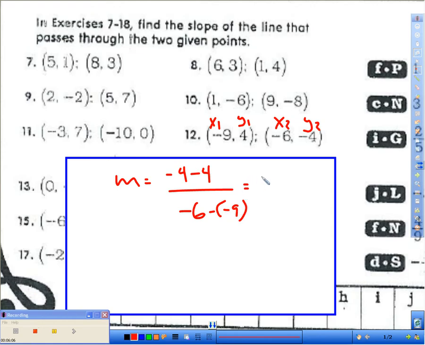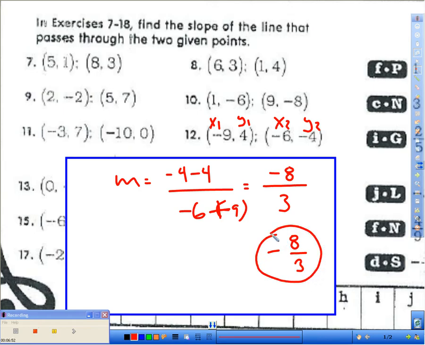Well, when we simplify the top of this fraction, we end up with negative 8. When we simplify the bottom of the fraction, negative 6 minus negative 9, that's just like negative 6 plus 9, which would be 3. So negative 8 over 3. We said today that if either our numerator or our denominator has a negative in it, let's just bring the negative out in front. So instead of negative 8 over 3, I want to bring the negative out in front and do negative 8/3 like this.